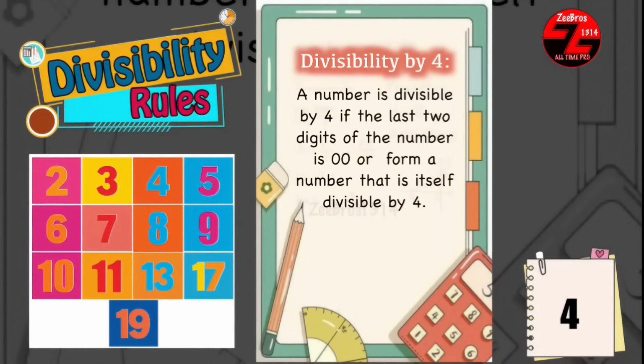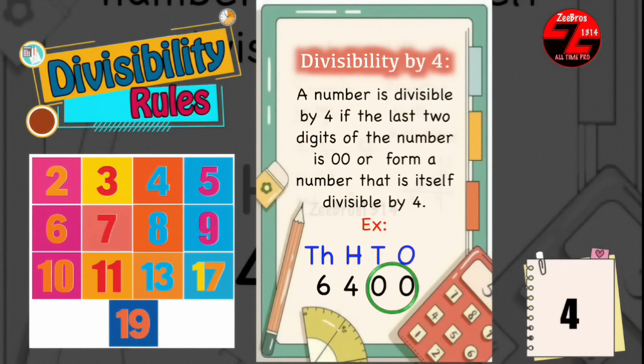A number is divisible by 4 if the last two digits of the number is 00 or form a number that is itself divisible by 4. For example, 6400. Here, the last two digits of the number is 00, which comes under divisibility rule. So, we can say 6400 is divisible by 4.